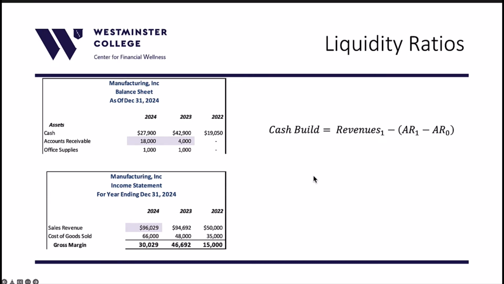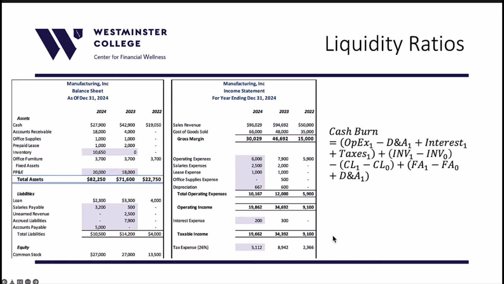And then we have our cash build. So we have our sales in this year, and then we have our change in accounts receivable. If we take the revenue or sales from that one year, and then take this difference in accounts receivable, this is our actual cash build for 2024 in this case.